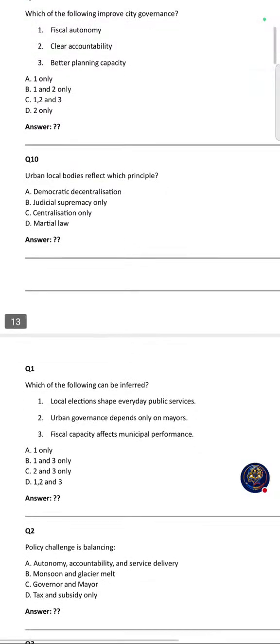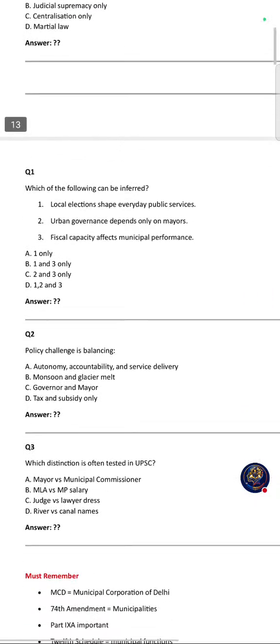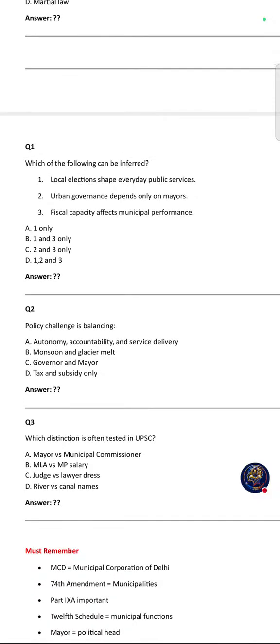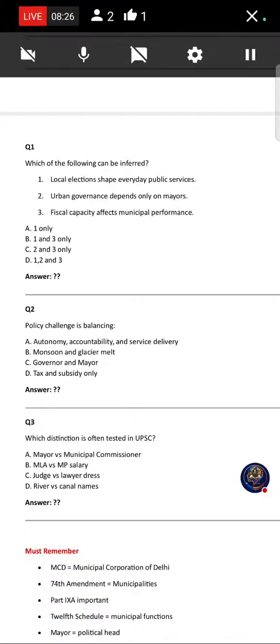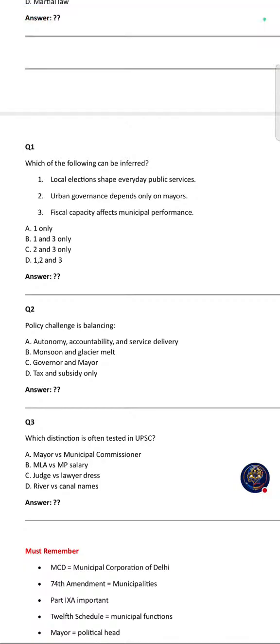Next question. Which of the following can be inferred? 1. Local elections shape everyday public service. 2. Urban governance depends only on mayors. 3. Fiscal capacity affects municipal performance. What is the answer? 1 and 3 only correct. 2 is not correct.